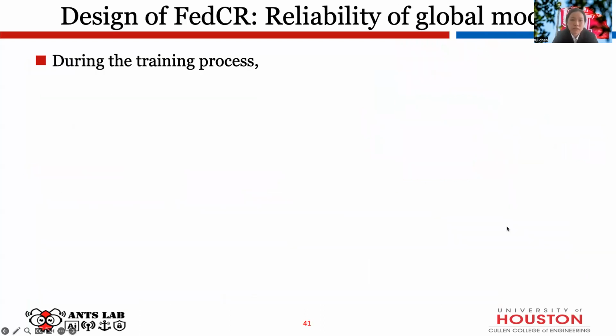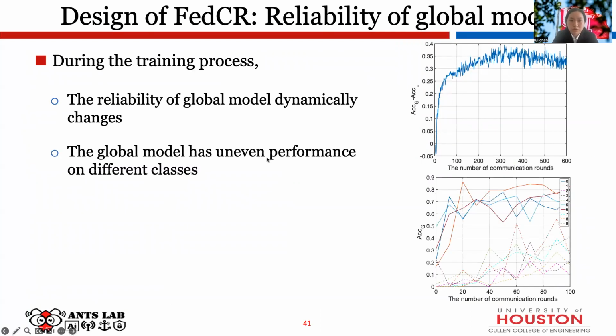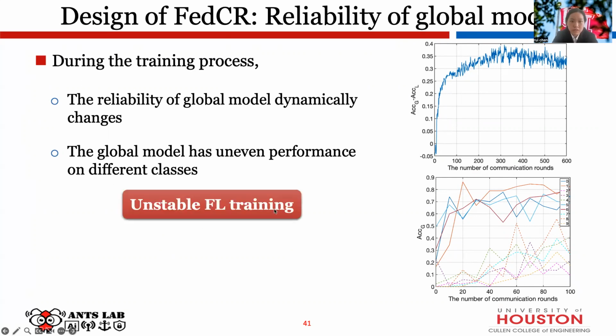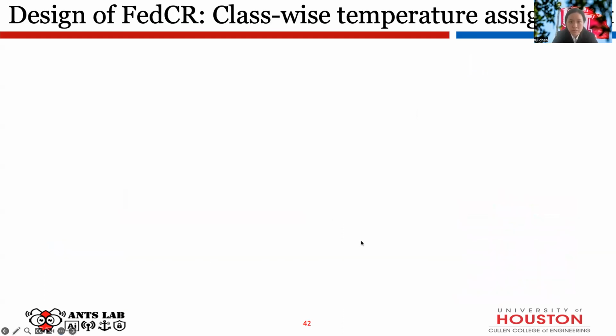And moreover, we find that during the training process, due to the staleness issues, the reliability of the global model dynamically changes. Especially in the first few iterations, it has lower accuracy than the local models. And also due to the non-IID dataset, the global model actually has uneven performance in the first 100 iterations on different classes. So it will incur unstable federated learning training. To avoid such an issue, we propose to adaptively reassign the temperature value in the contrastive regularization.